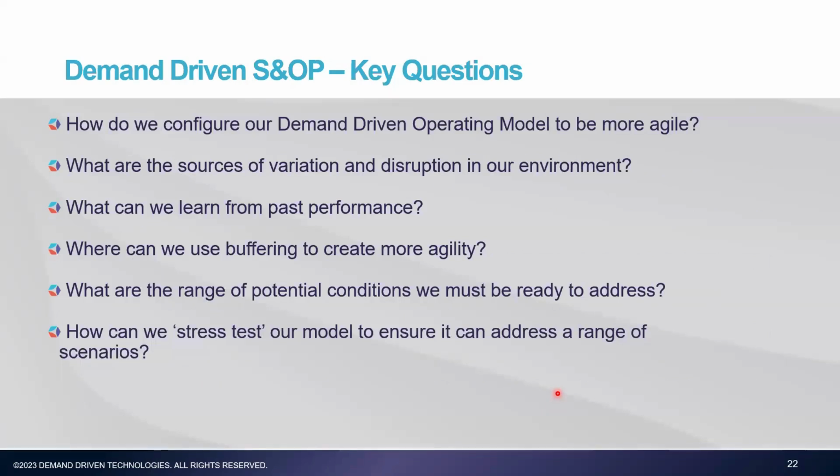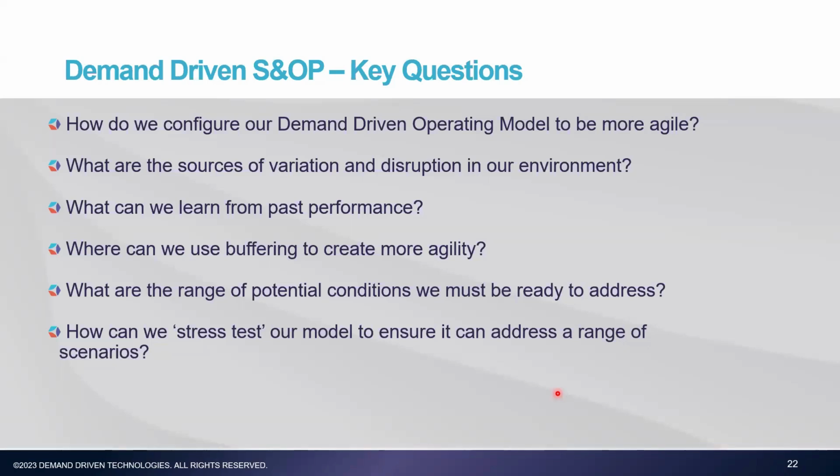So we're going to talk about the demand-driven operating model, but think about it in terms of how do you operate your production sites, your supply chain, right? How can we configure it to be more agile? What are the ways that we can deal with sources of variation in our environment and disruption? What can we learn from the past, right? Because every last period of performance will show you areas that you can improve on.